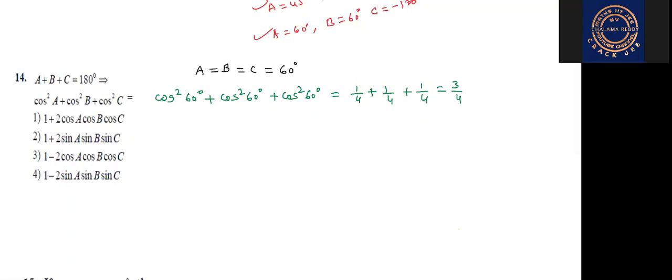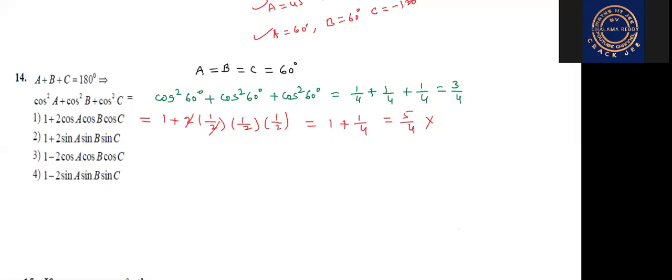Okay, now I'm going to verify the first option. 1 plus 2 into cos 60, how much, students? 1 by 2. Next cos 60, 1 by 2, 1 by 2. So the 2 cancels. Overall we get 1 plus 1 by 4. That means 5 by 4. So is this the wrong answer or not?